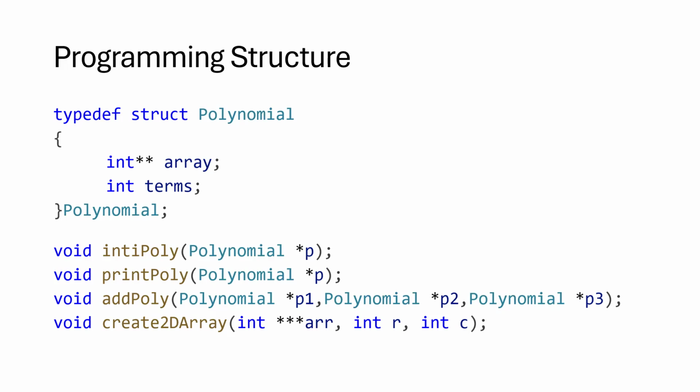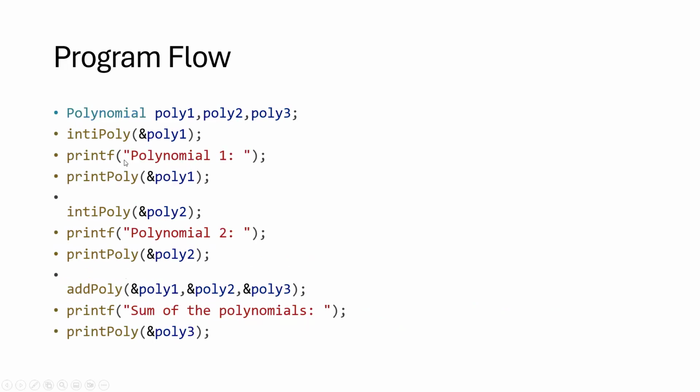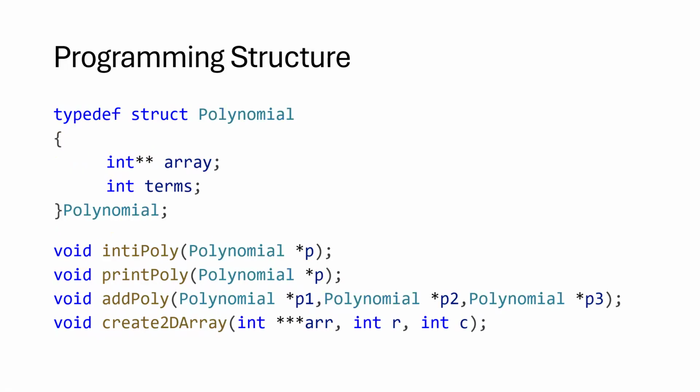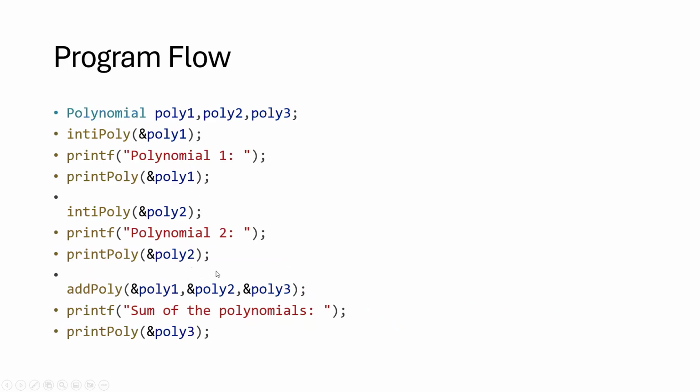And another thing, what should the program flow be, right? So if I want to add two polynomials, we need two polynomial type variables, and to store the resultant, we need another polynomial type variable. So basically, this is the code for your main. You have the function signatures, you have the structure definition, you have to write logic for these functions. Okay, and this is the program flow.